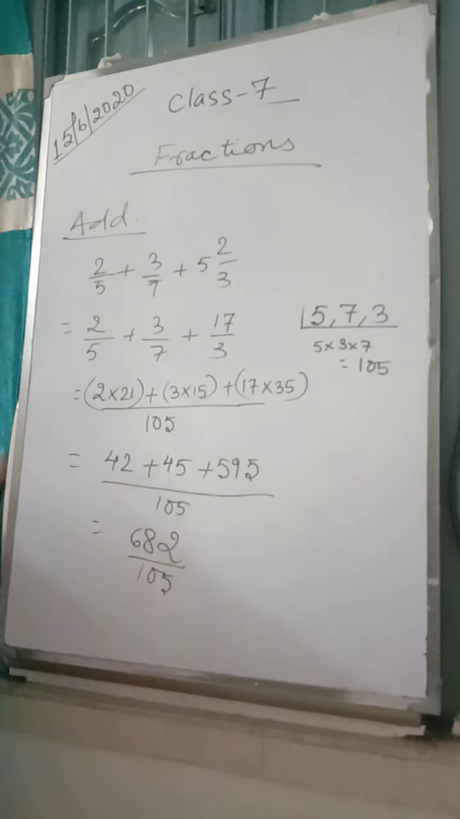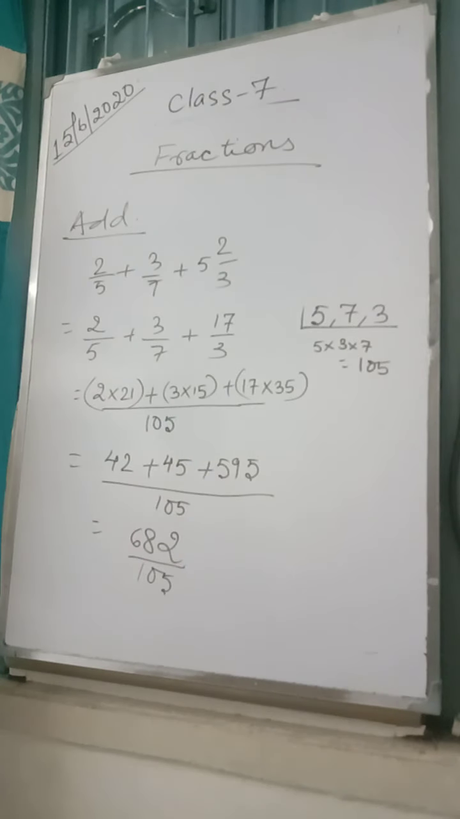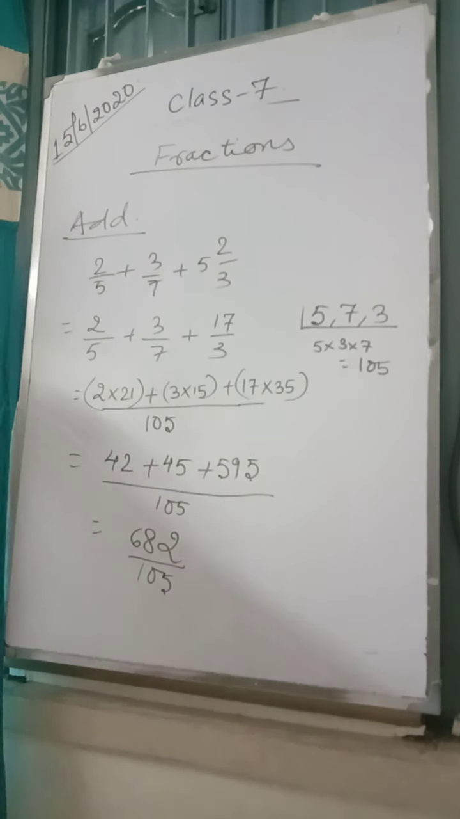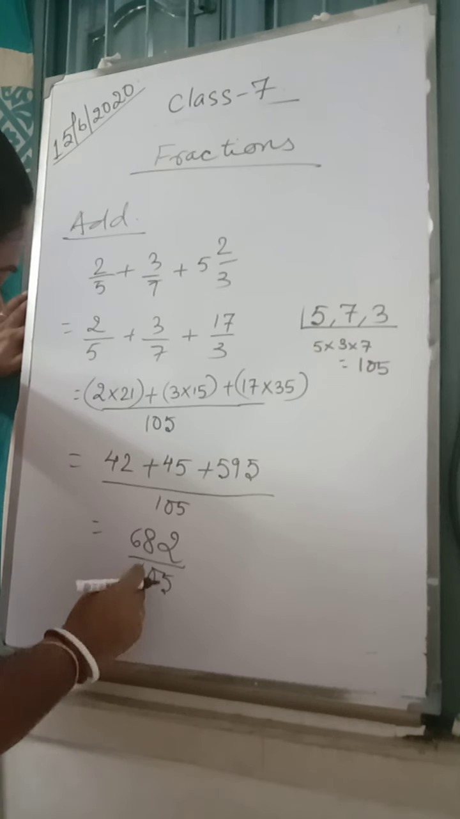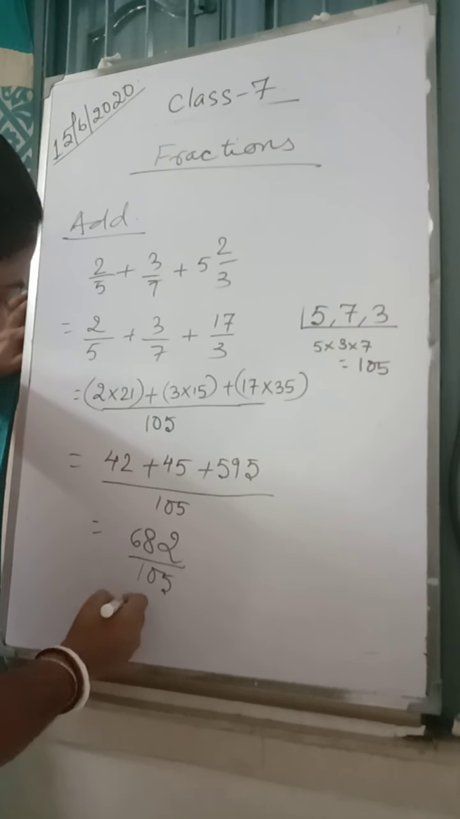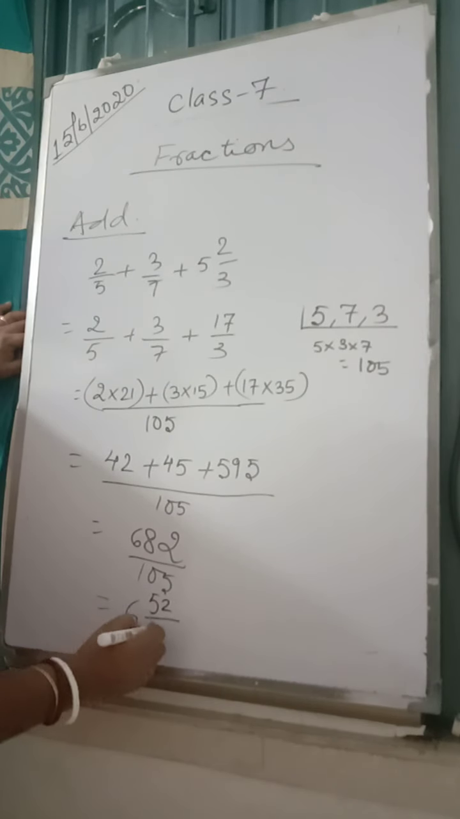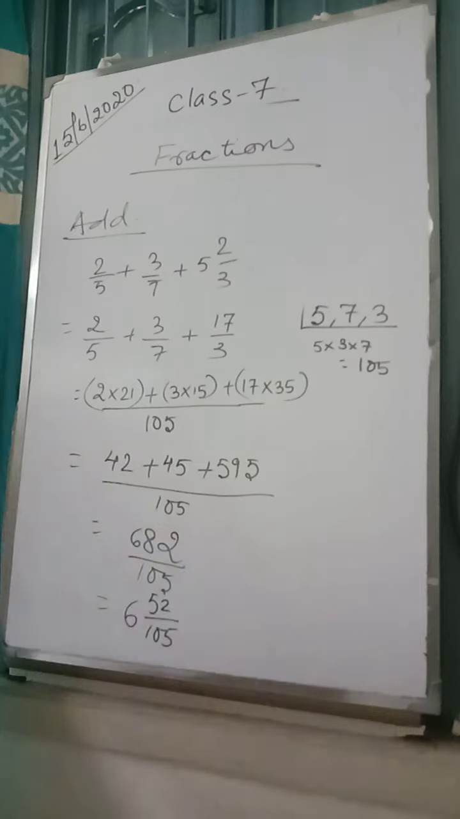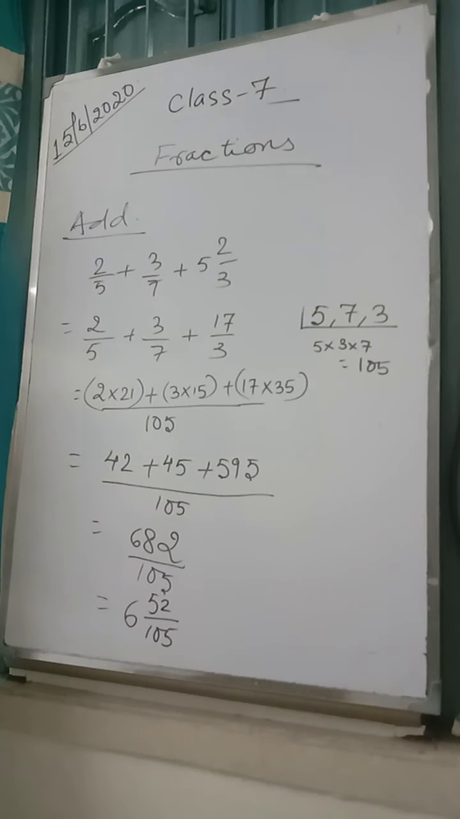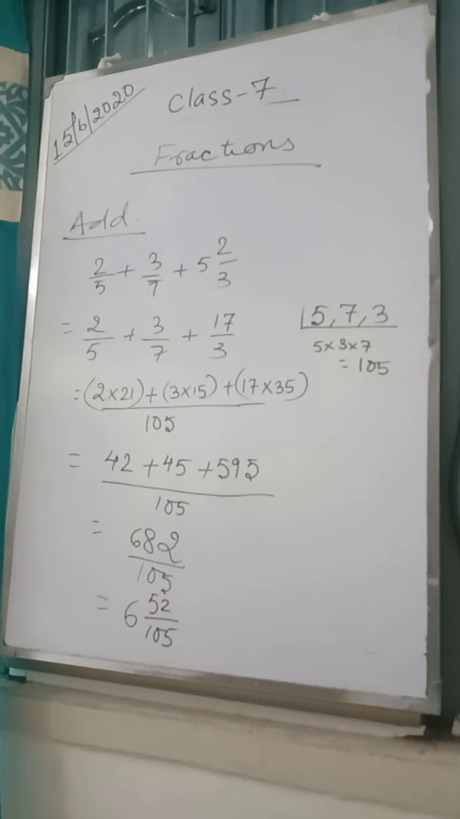If you want, you can convert it into a mixed fraction. If you convert it into a mixed fraction, 6 105s are 630, and I am left with 52 by 105. This would be the answer. In this way, we solve the addition.